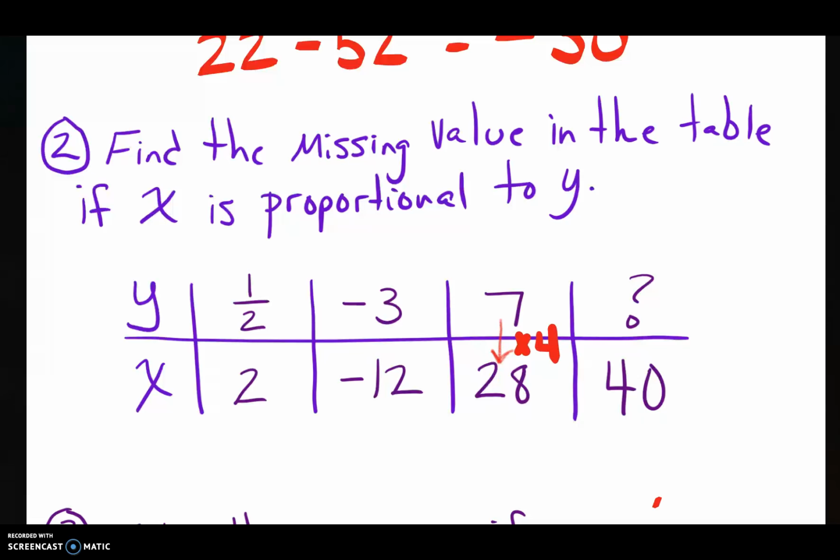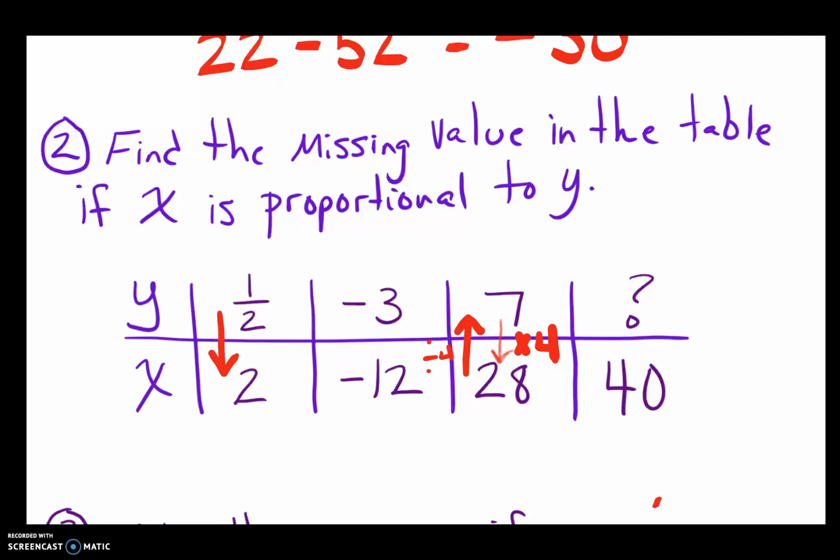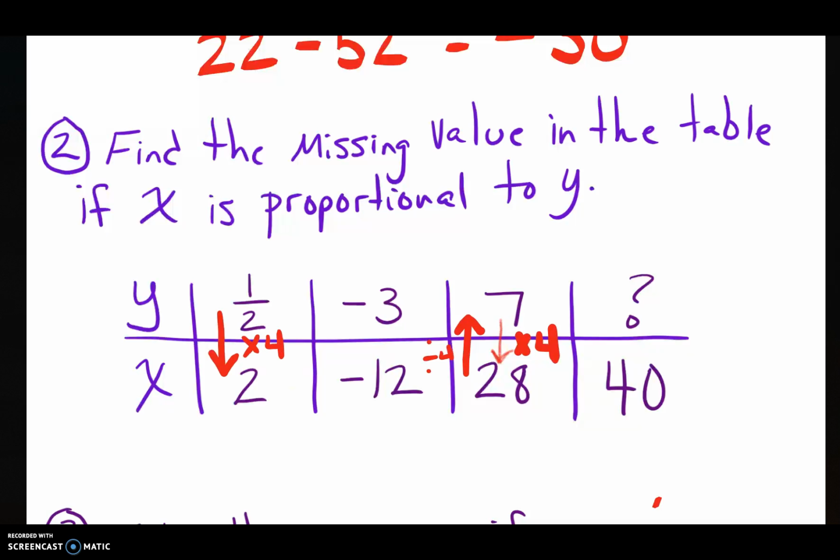Which would mean you also could work in reverse, and you could go from 28 to 7 by dividing by 4. But that should work in every column. So let's check. 1/2 times 4 is 2. Negative 3 times 4 is negative 12. And so something times 4 is 40. If you can't think of that number, then you can work backwards. You can do 40 divided by 4 is that number. Or if you're good enough with your mental math right now, you know that this number is 10, because 10 times 4 is 40.